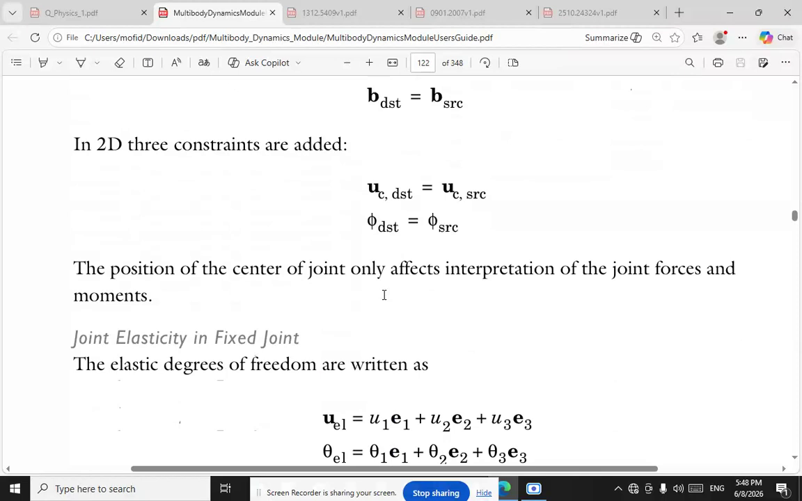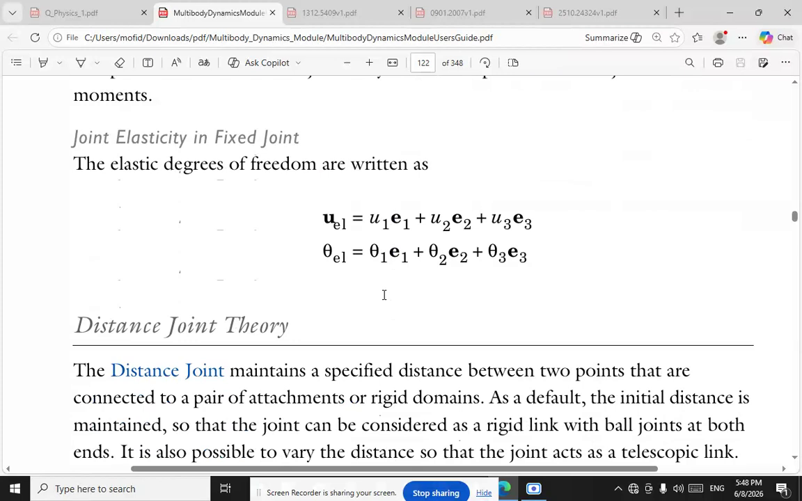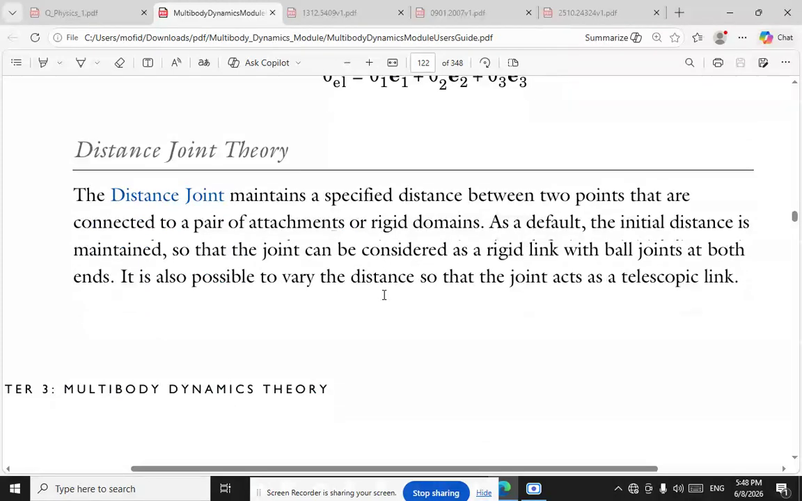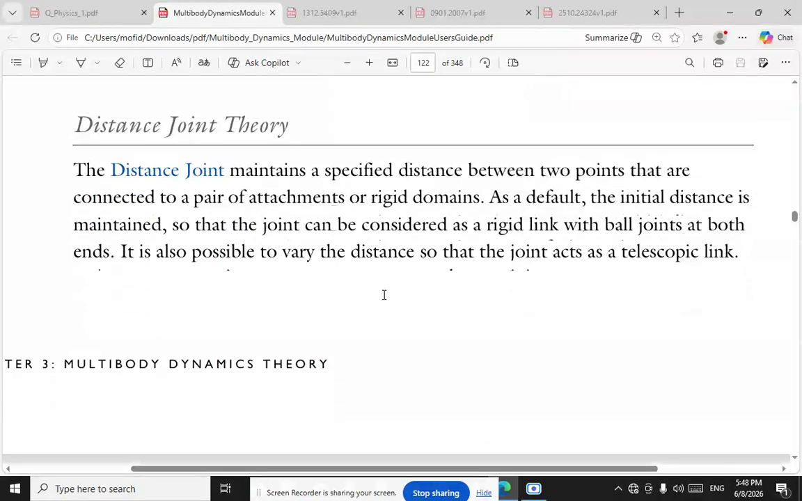Now I want to go through the joint elasticity in fixed joint. The elastic degrees of freedom are written as U1 equal to u1 e1 plus u2 e2 plus u3 e3. Theta 1 is equal to theta 1 e1 plus theta 2 e2 plus theta 3 e3. Now I want to go through the distance joint theory.